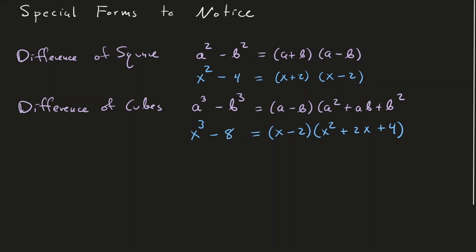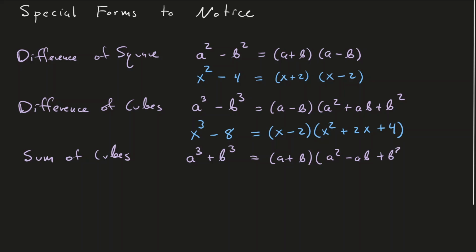And then lastly, we have the sum of cubes. And this is of the form a cubed plus b cubed, which can be written as an a plus b times a squared minus ab plus b squared. Oh, I missed a parenthesis up there. So as an example, x cubed plus 8 is equal to an x plus 2 times x squared minus 2x plus 4. So these are nice things to notice when you're factoring.